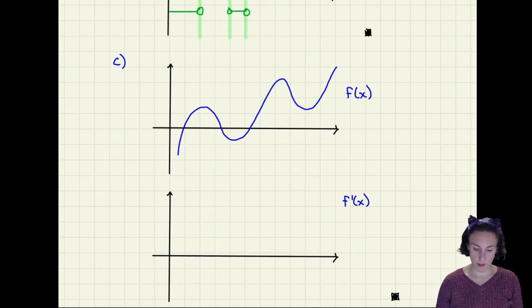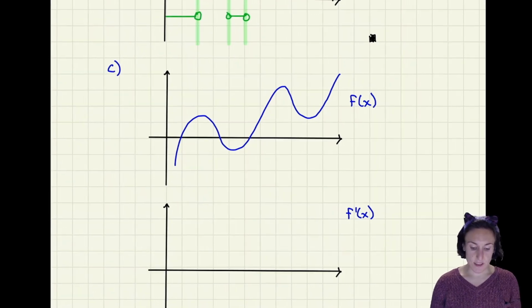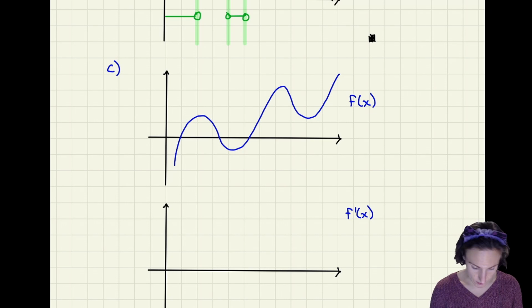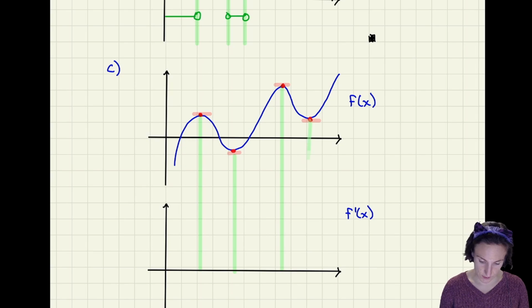Let's do one more. Let's do one that looks a little bit more crazy. Same approach as last time. Let's first look to see where we would have horizontal tangent lines. So I'm going to have one here, one here, one here, and one here. So I have these horizontal tangent lines, and what I'm going to do is line up these x values with where I'm going to want them on my derivative graph. These correspond to x-intercepts.